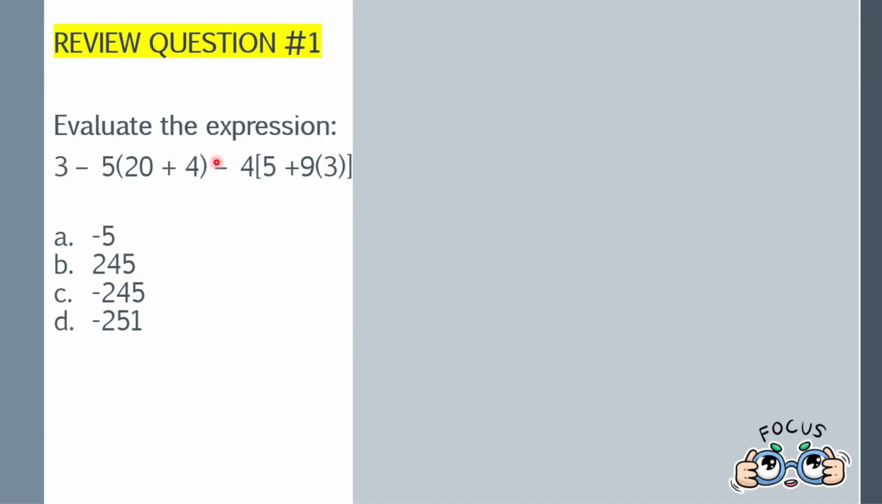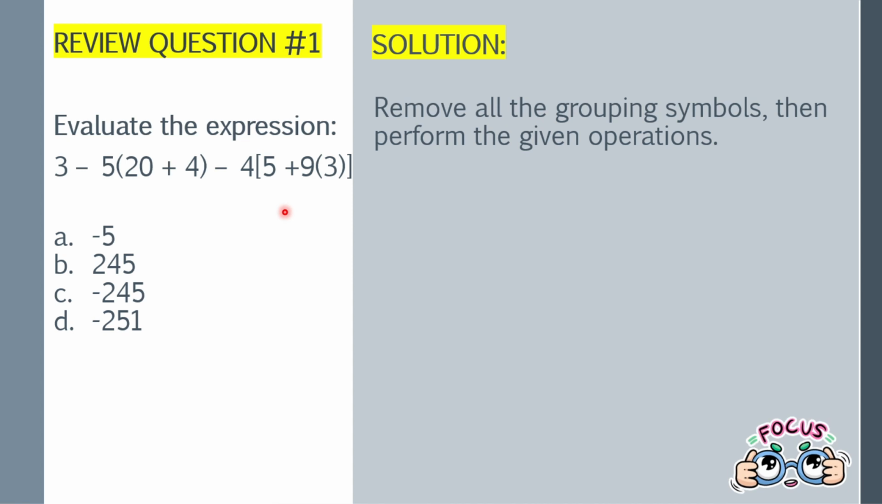Okay, so question number 1, evaluate the expression 3 minus 5, quantity 20 plus 4 minus 4, bracket 5 plus 9 times 3. So in here, we have 2 grouping symbols. We have brackets and parentheses. So as we all know, we have to remove first the grouping symbols before we apply the given operations.